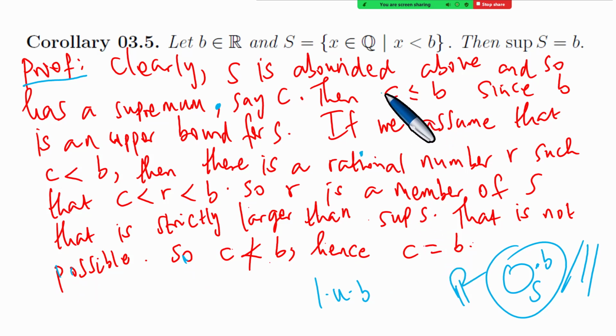Okay, we want to order some numbers, yeah? We're calling C the supremum because we can see that clearly S is bounded above, because it has a B and the B is bigger than all things, so it has some upper bound. And if that is the case, it's bounded above and so it has a supremum, say C. We say C is the supremum of S.